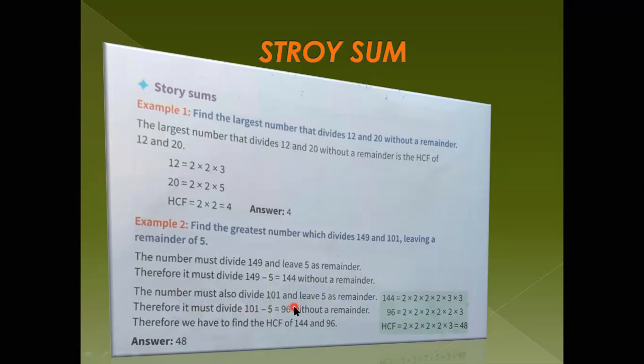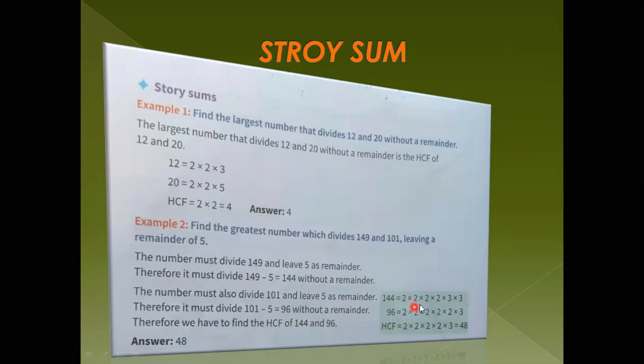The number must also divide 101 and leave 5 remainder. So that means 101 minus 5, which gives 96, that divides without remainder. Therefore we have to find the HCF of 144 and 96. When a remainder is given, you have to subtract it from the number.